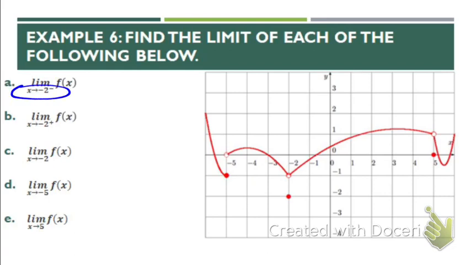On part A, I'm approaching what? Negative 2 from the left. I'm approaching negative 2 from the left. What y value am I getting closer to? Negative 1. On part B, what value am I approaching and from which direction? Negative 2 and from the right. As I approach from the right, what y value am I getting closer and closer to? Negative 1.